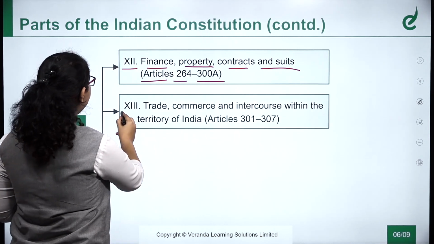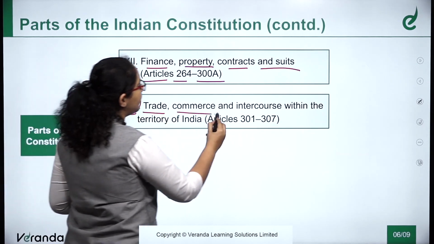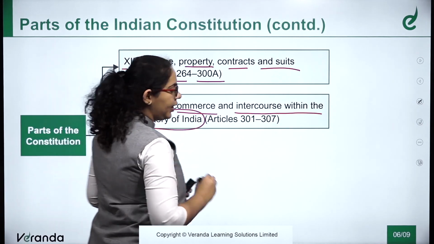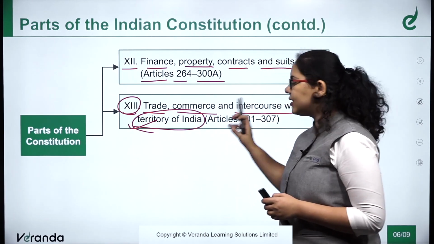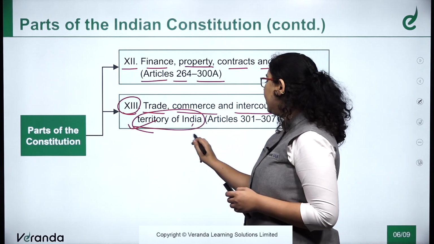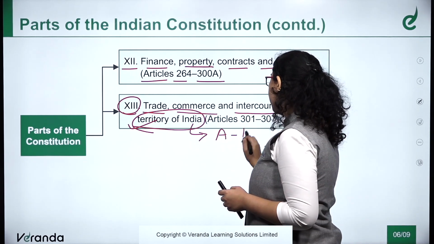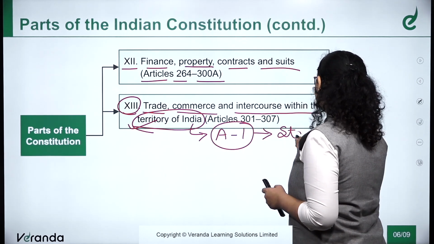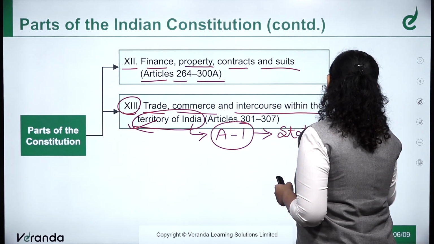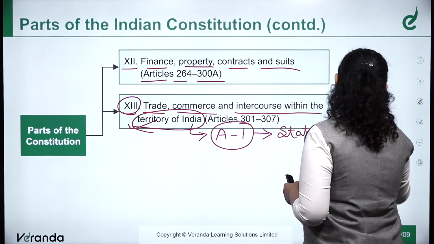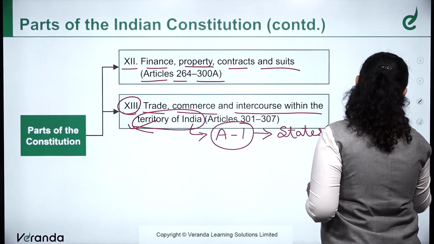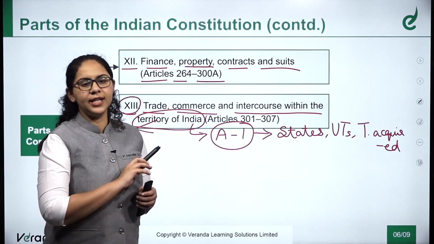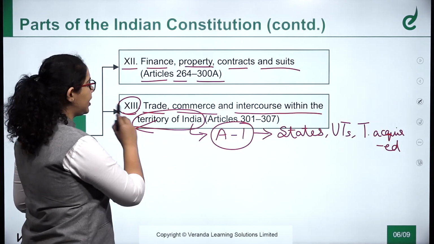Then comes part 13 that deals with trade, commerce and intercourse within the territory of India. Why am I emphasizing territory of India? Because territory of India is defined in Article 1. It constitutes the states, the union territories and the territories acquired by India at any time. All these constitute the territory of India.